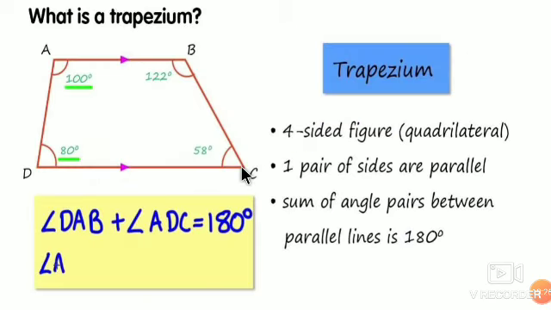This is the trapezium. Trapezium is a four-sided figure where two opposite sides are parallel and two opposite sides are non-parallel, and the sum of the angle pairs is 180 degrees. One pair of sides are parallel and the sum of the angle pairs between the parallel lines is 180 degrees.